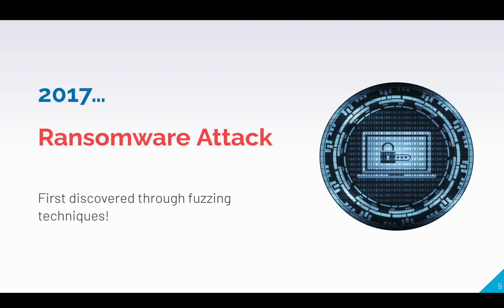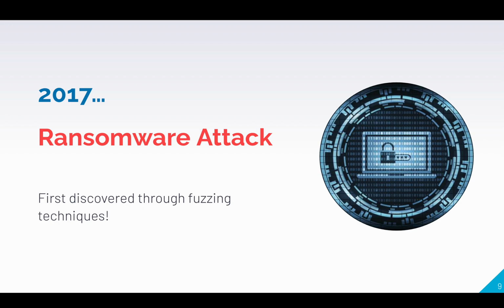A famous example is the 2017 WannaCry ransomware attack, which exploited a vulnerability that was actually discovered through a fuzzing technique. If this vulnerability had been found and patched from the beginning, the massive global disruption could have been avoided altogether.